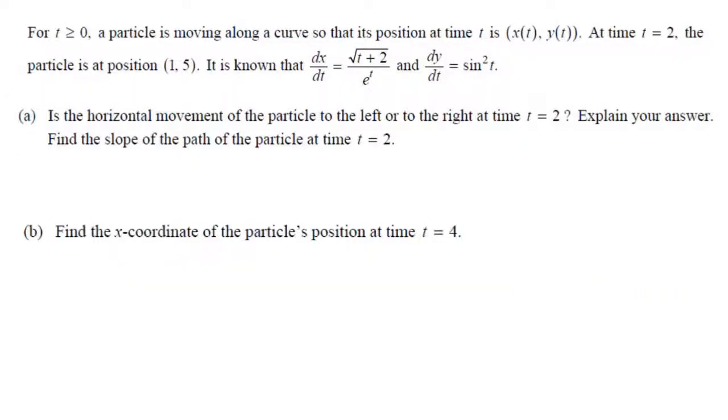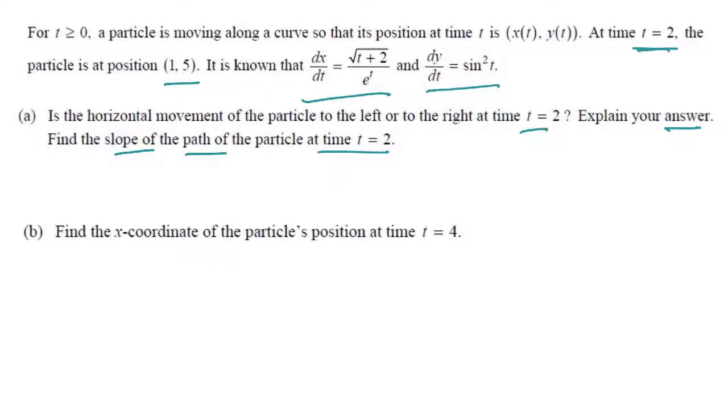Okay, our next problem is a calculator problem. We've got a particle moving along a curve. We've got this broken up into its parametrics, and we know that at time t equals 2, the particle is at this position, and we also know these two derivatives. So in part A, is the horizontal movement of the particle left or right at time t equals 2, and you need to explain your answer and then find the slope of the path of the particle at time t equals 2.